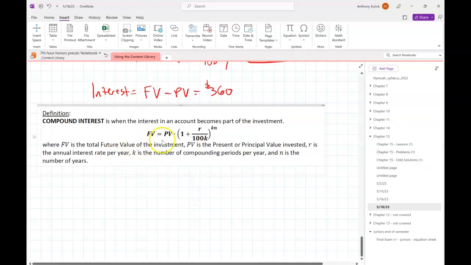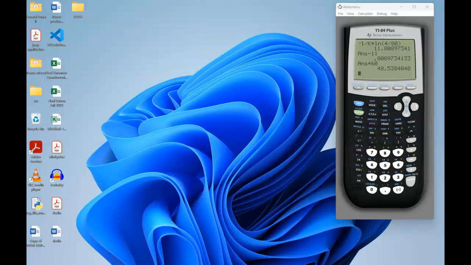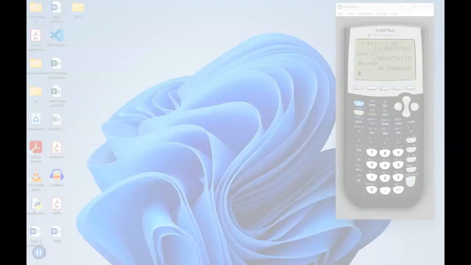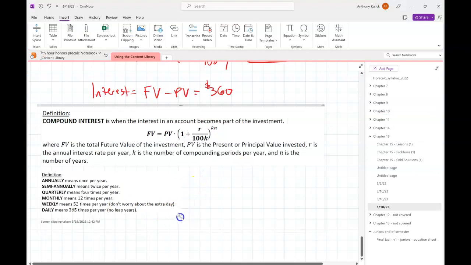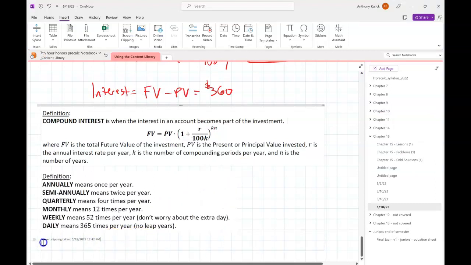So here we picked up a new letter. FV and PV are still future value and present value, r is still interest rate, n is still time in years. K is the number of compounds per year. And almost always in our problems, that's going to be hidden for us and not written out as a number, but rather in a word. So if we say annually, that means K is 1. Semi-annually, K is 2. Quarterly, K is 4. Monthly, K is 12. Weekly, K is 52. 52 weeks in a year.